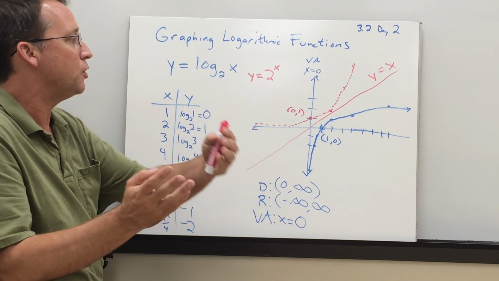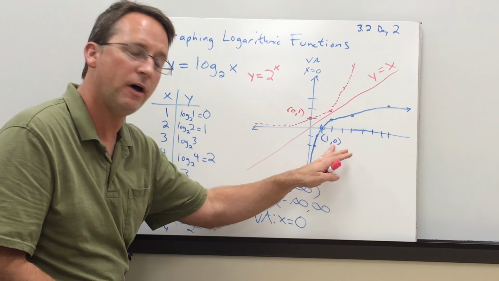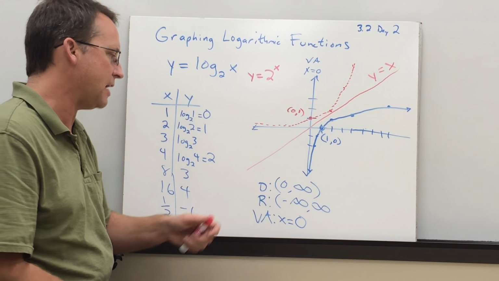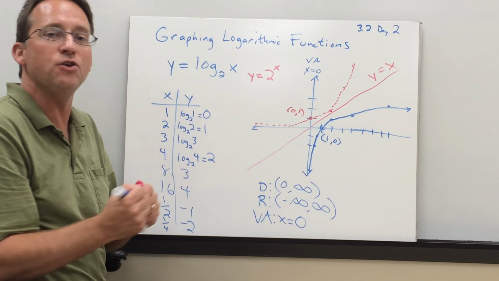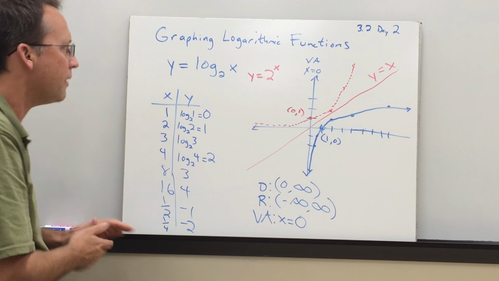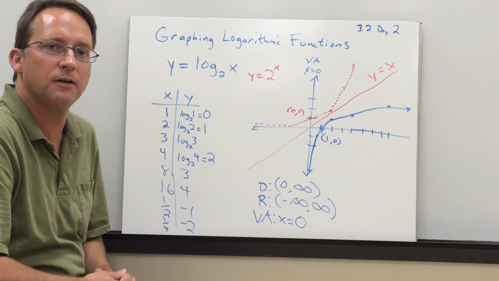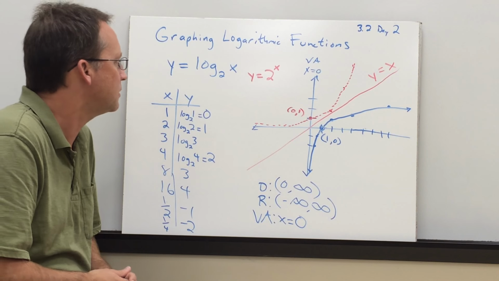Right? So you should know the basic shape of a log function. You should know the x-intercept is at 1. You should know the domain and range. And you should know the vertical asymptote is x equals 0. All right. So there's your basic graph of your, what we call your parent function, your basic log graph.